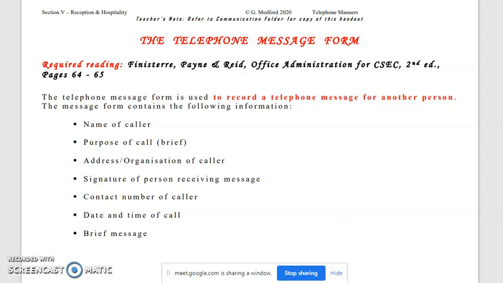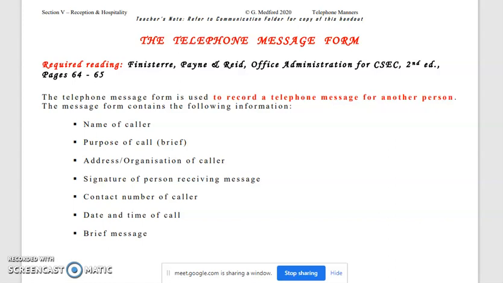Okay, so we are looking today again at the telephone message form under the unit Reception and Hospitality in the Office Administration Syllabus. To put this form into context, the telephone message pad is used when receiving and delivering messages to colleagues or supervisors, persons in the organization, etc., who may be unavailable to take a call or absent when a call comes in for them.